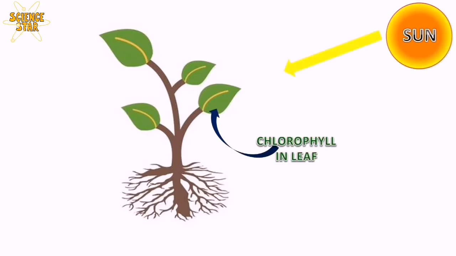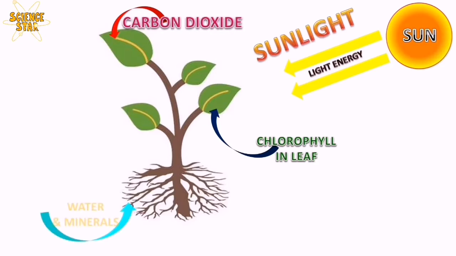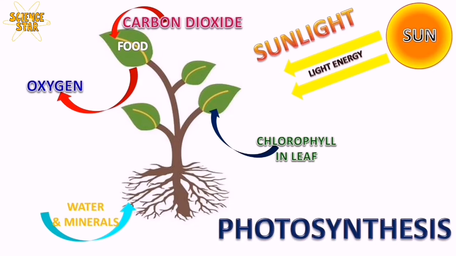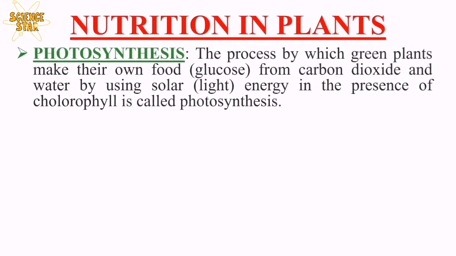The leaves of a plant are green because they contain tiny green colored bodies called chloroplasts, and chloroplasts contain green colored pigment chlorophyll. The chlorophyll uses sunlight, solar light energy, to prepare food from the carbon dioxide and water. With the help of this diagram, you can see how green plants make their own food.